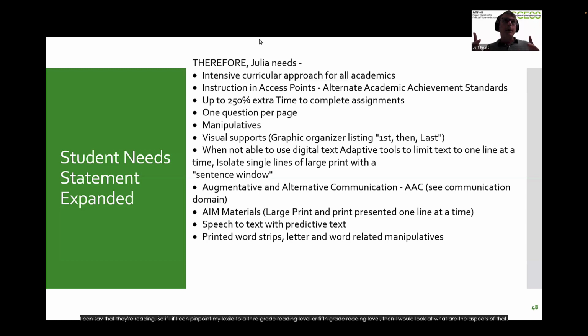So if I can pinpoint my Lexile to a third grade reading level or a fifth grade reading level, then I would look at what the aspects of that reading level are, so that I can explain to a reader who may not be an educator what that actually is. It is a hard move to go from what you've done forever and a day to breaking it down in non-educational jargon. And we want it to be jargon free.